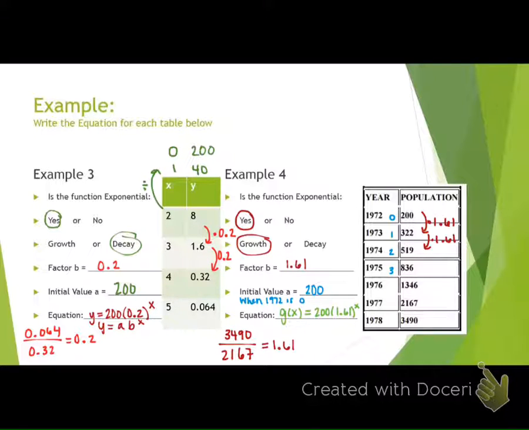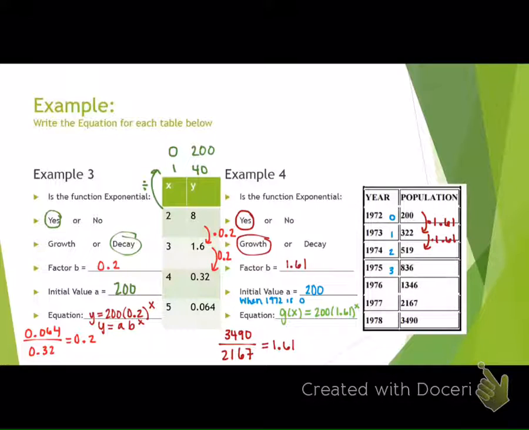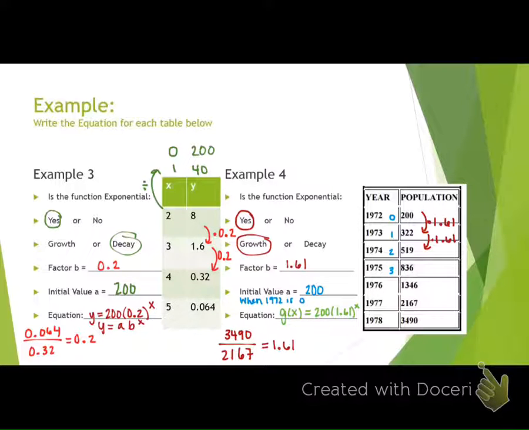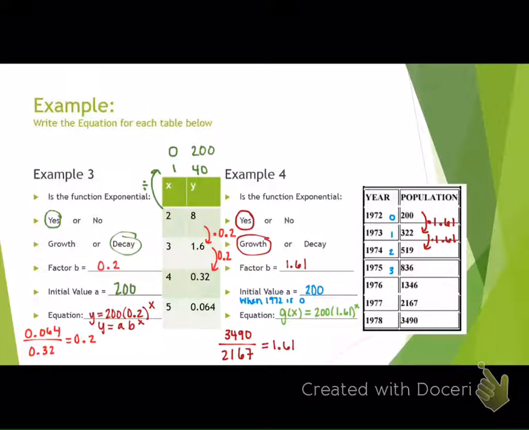In problems like example 4, should we just always assume the first one is 0? You can just let the first one be 0. And then if you were asked questions later about it, you would say this is since 1972. So it's years since 1972.